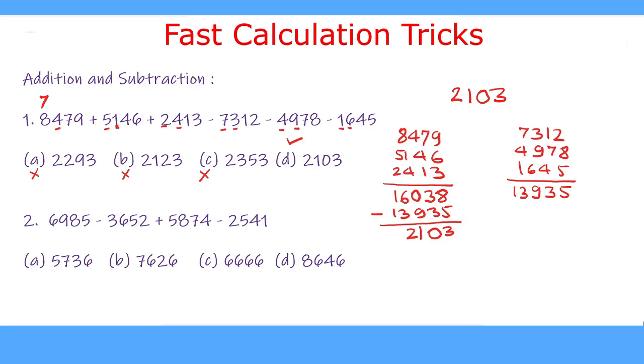Now we go to the next question and we solve it without writing all the numbers and solving in a traditional way. So we start orally. 5 minus 2 is 3, plus 4, 7, 7 minus 1 is 6. And we see that in all the options we have 6 at ones place or unit place. So we'll have to go for the next digit.